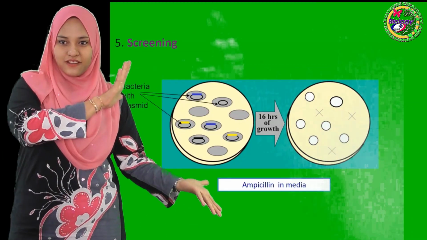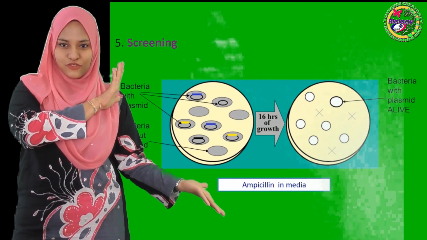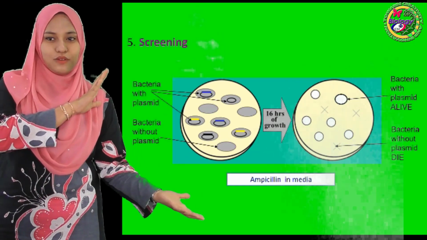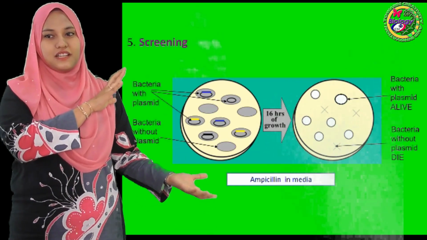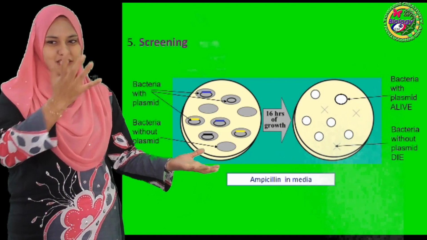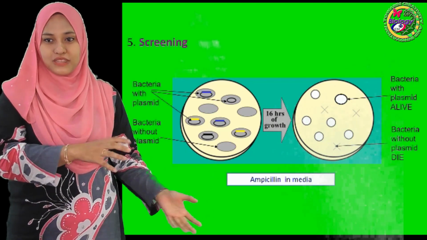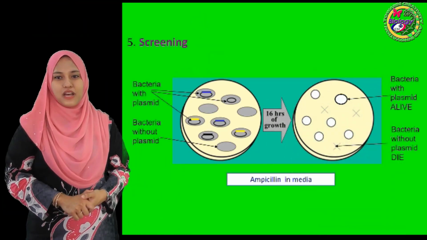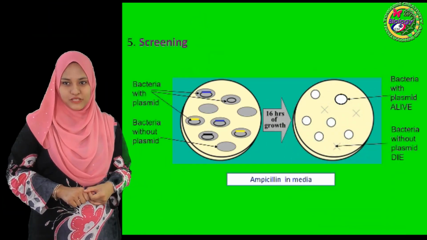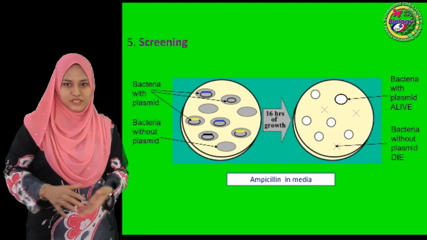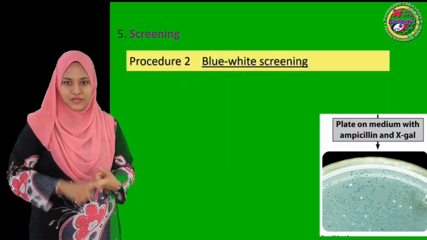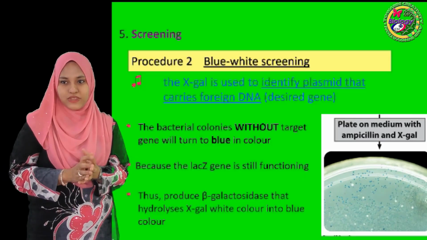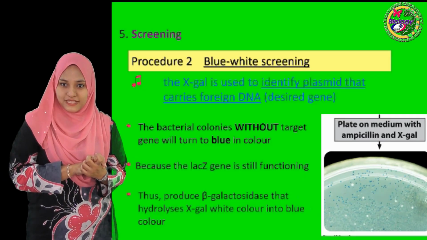So, as shown in the diagram here, can you see it? As I said before, bacteria with plasmid will only survive after 15 or 16 hours, while bacteria without plasmid will die or be eliminated. So after that, the surviving bacteria colonies undergo further screening, which is called blue-white screening. The surviving bacteria colonies are cultured on a medium with agar, which is white in color.